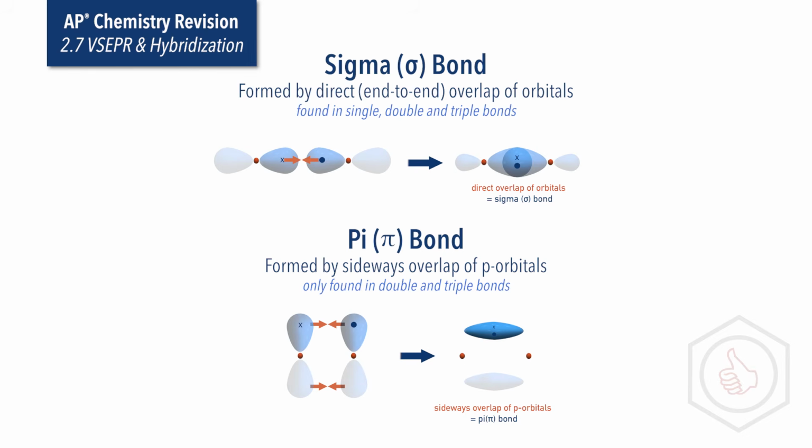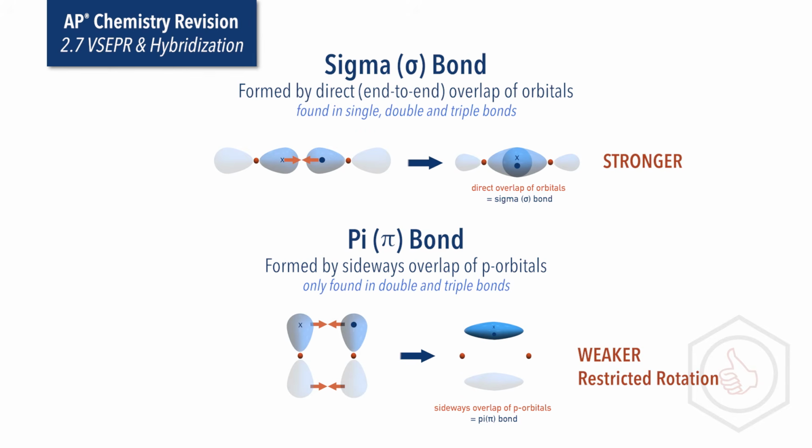Because of the type of orbital overlap, sigma bonds are slightly stronger than pi bonds. The shared electrons are closer to the nucleus of each bonding atom, meaning stronger attraction that's harder to overcome and break. Pi bonds also restrict rotation around a bond axis. They can't rotate.